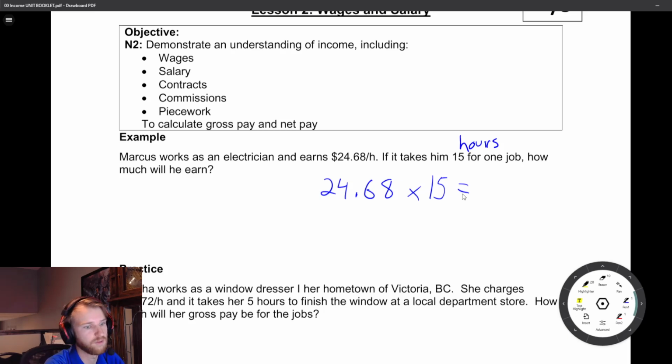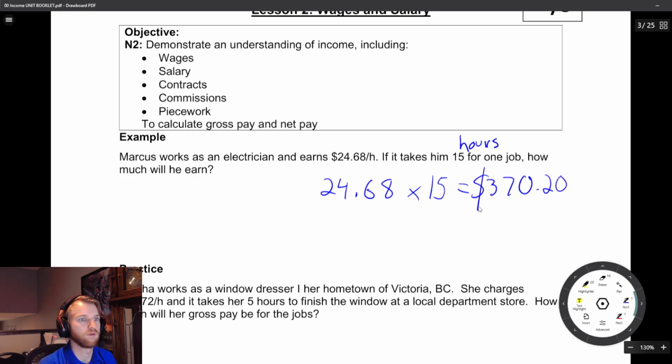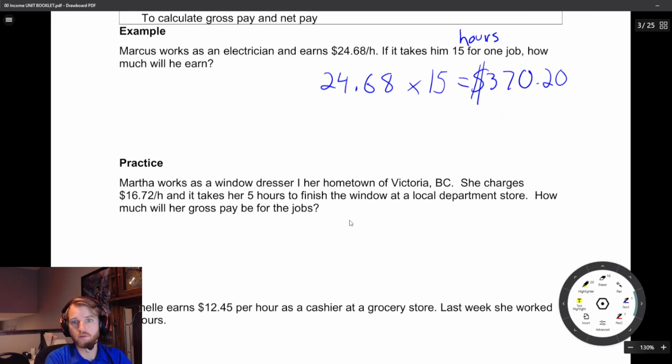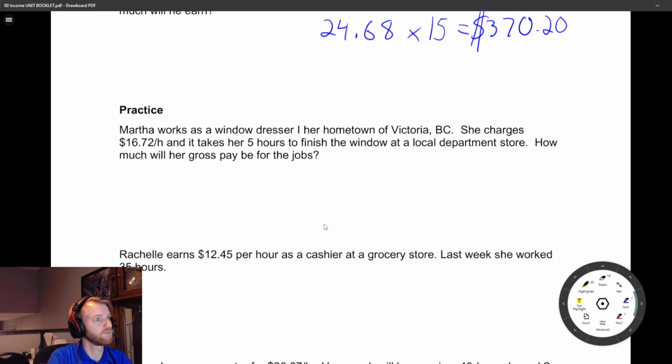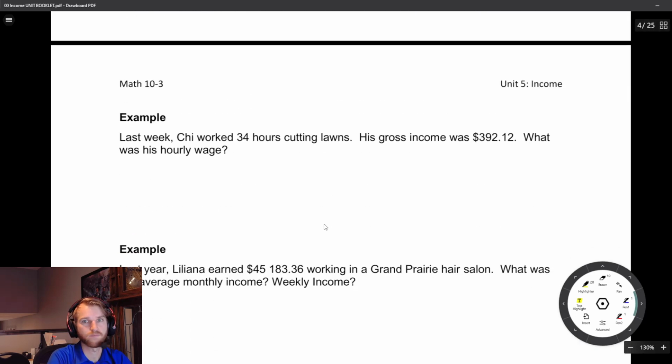So in this case, it is $370.20. So that's how much you made in 15 hours, for one job. So there's a couple practice questions that are all just that. This is how much they make an hour. This is how many hours they worked. How much will they make?